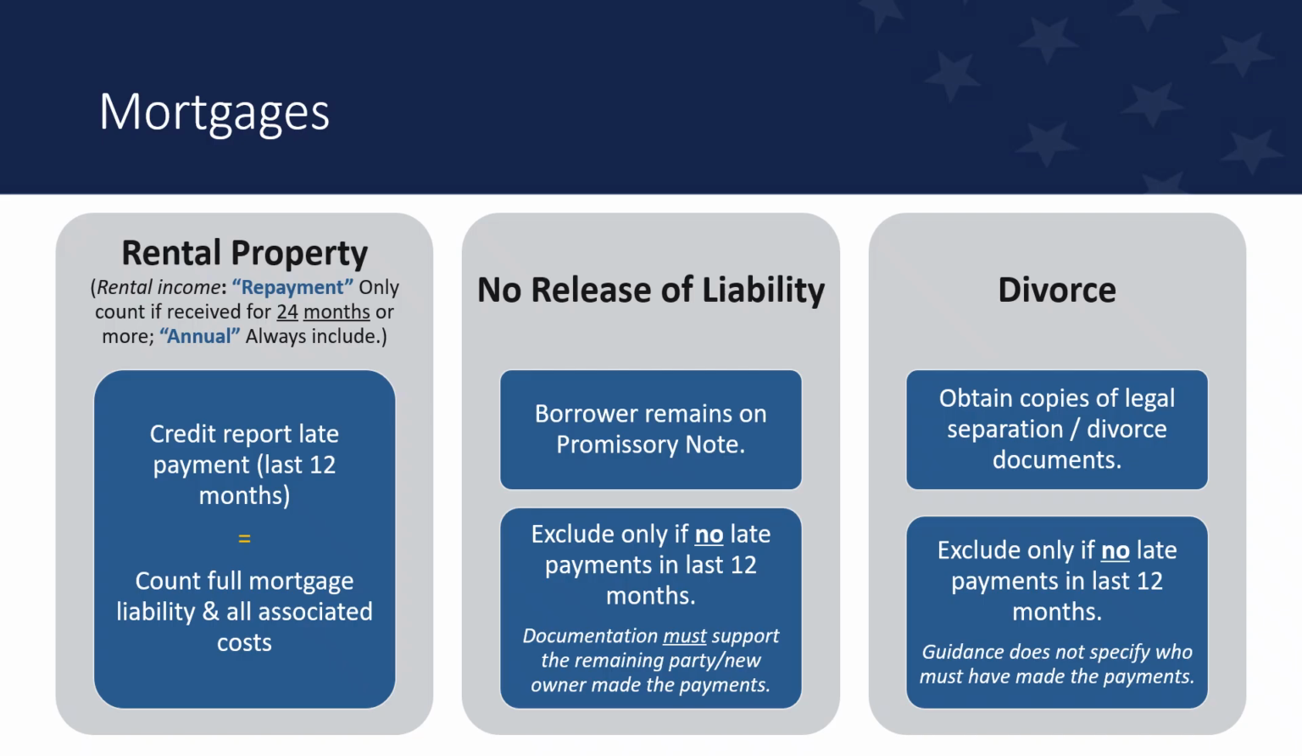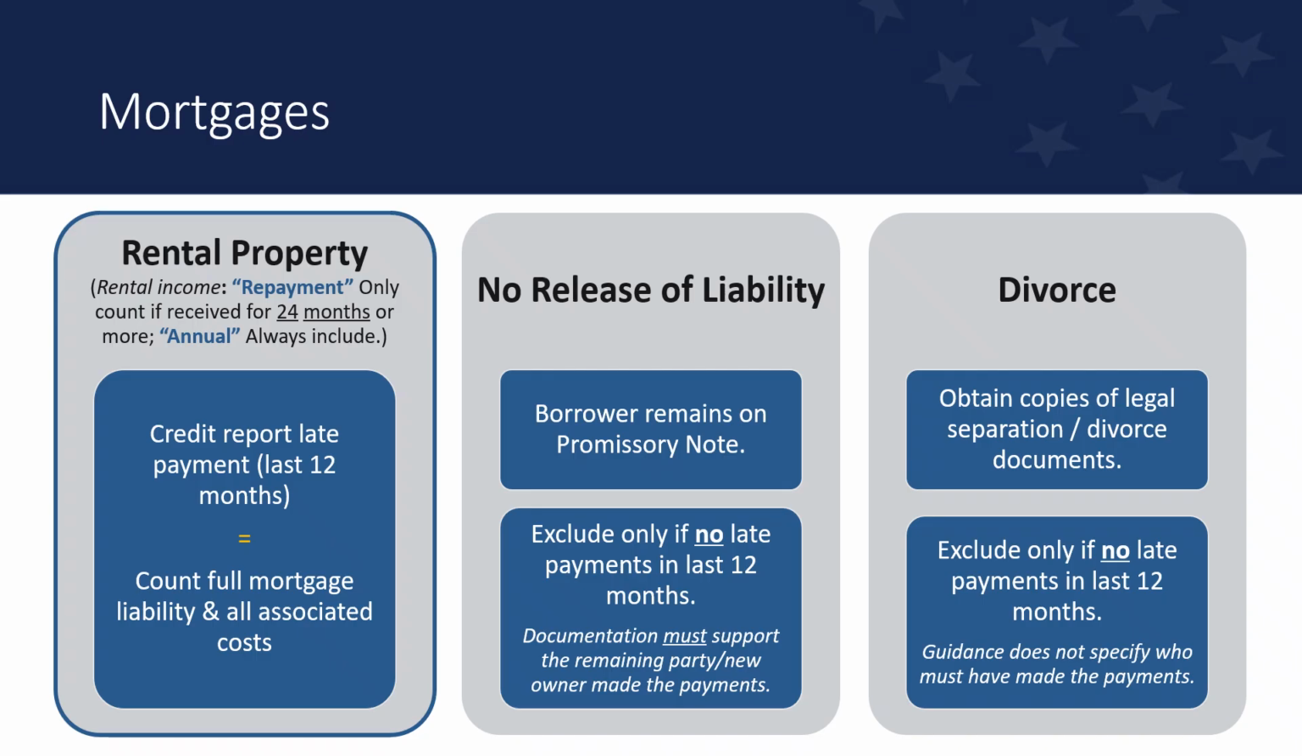Let's review what's required when an applicant currently has a mortgage liability. For mortgages of a rental property, income received from rents may only be counted for repayment if received for 24 months or more. Rental income must be included in annual income regardless of the length of time received. If the credit report reflects late mortgage payments on the rental property in the 12 months prior to loan application, the full mortgage liability and all associated costs must be included in the monthly debts.